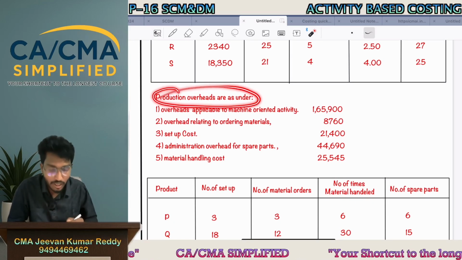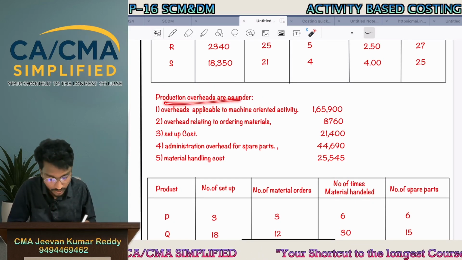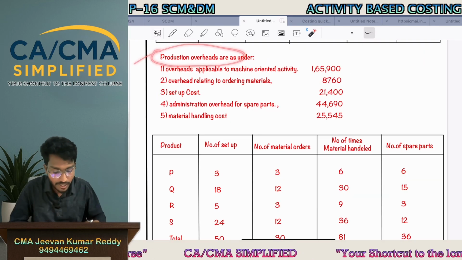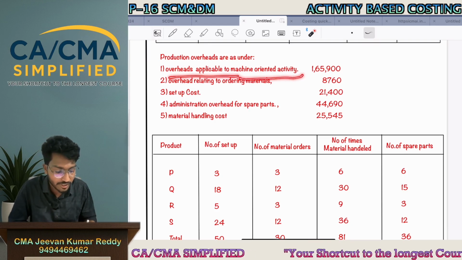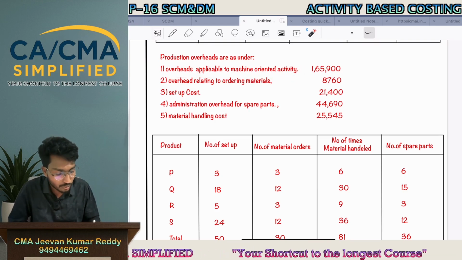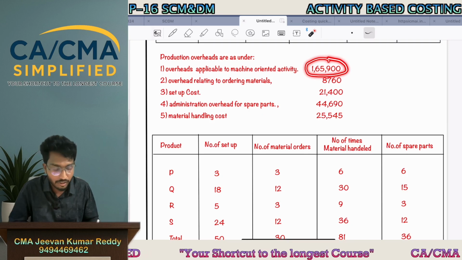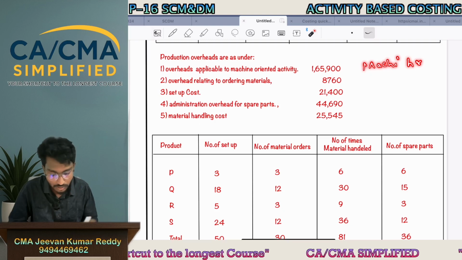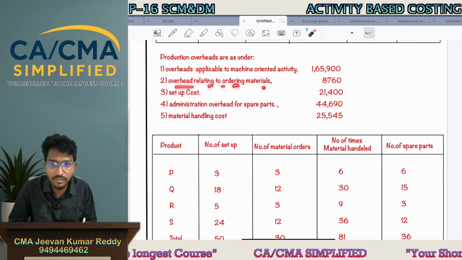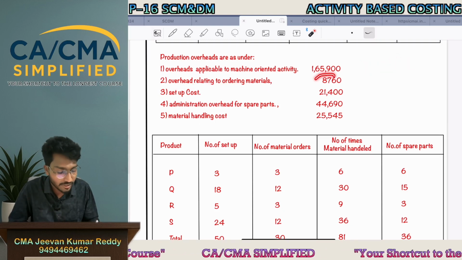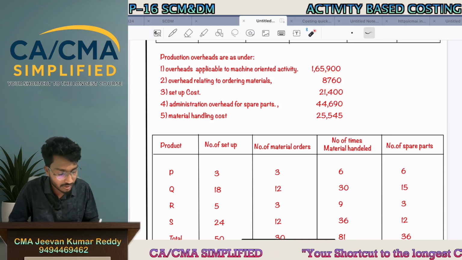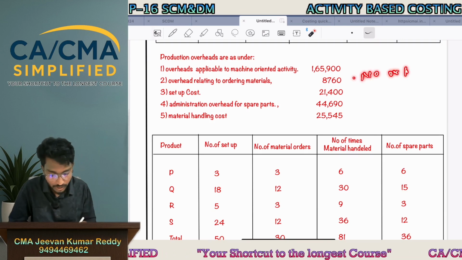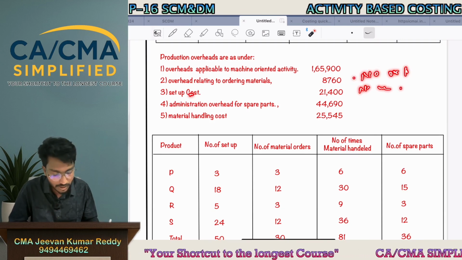Production overheads are as under. Overheads applicable to machine oriented activity are 1,65,900. What is the cost driver for this? Machine hours. Overheads related to ordering of materials are 8,760. What is the cost driver for it? Number of orders. Setup: number of setups is the cost driver.